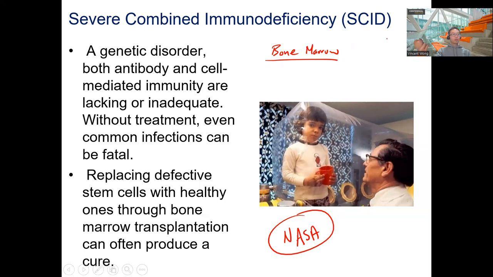bone marrow transplantation was maturing. And yes, it's the same as the bubble baby syndrome. And so what happened is they took the bone marrow from the sister and then transplanted it into this boy. He was doing great initially after the transplant, but soon after he got very, very ill as well.